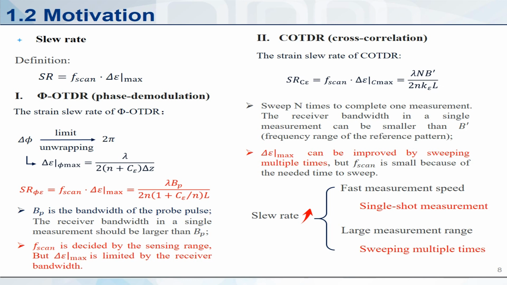The second case study is about coherent OTDR with cross-correlation. The strain slew rate of the COTDR can be expressed as this equation. If you sweep n times to complete one measurement, the receiver's bandwidth in a single measurement can be smaller than the frequency range of the reference pattern, so the measurable strain change can be significantly enlarged by sweeping multiple times. But the scan rate can be small because sweeping is usually time-consuming. So in a word, if we want to enlarge the slew rate, we have to achieve fast measurement speed. The best case scenario is to realize single-shot measurement. At the same time, we can still enlarge slew rate by sweeping multiple times.